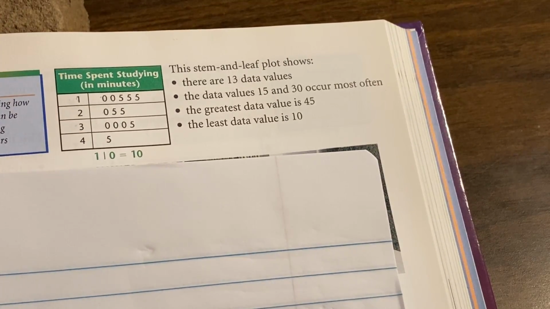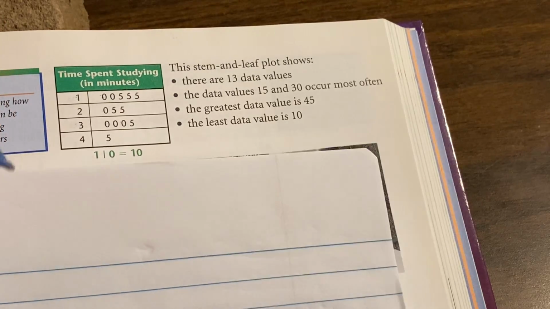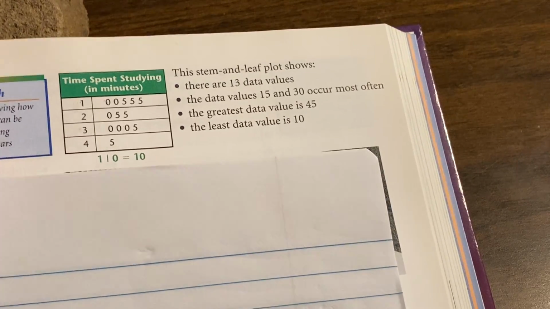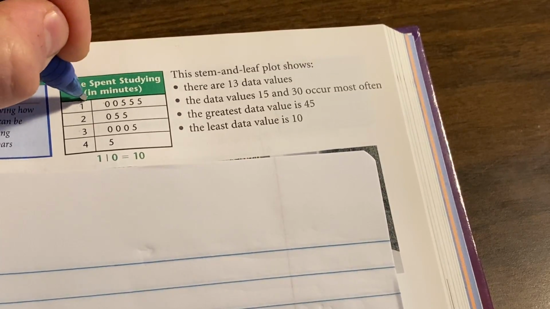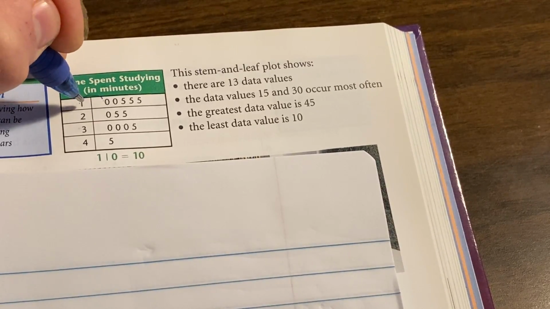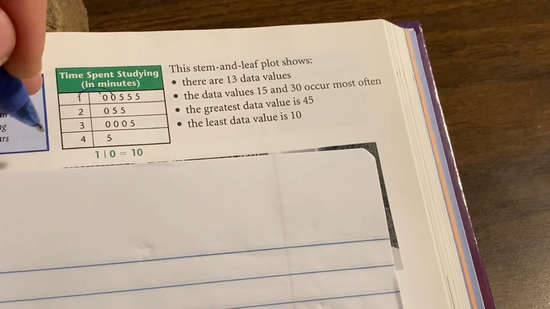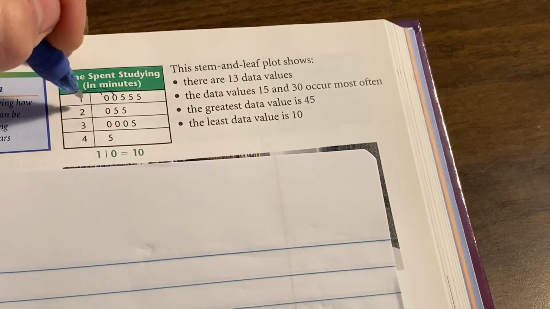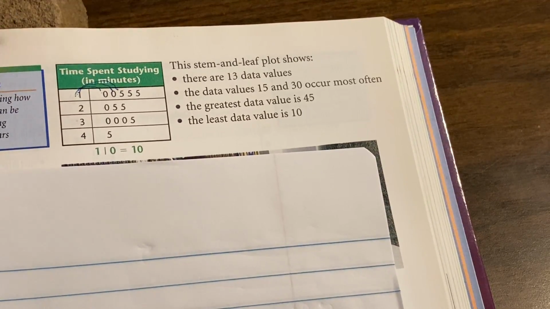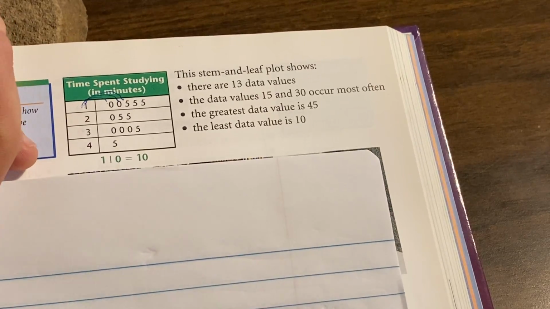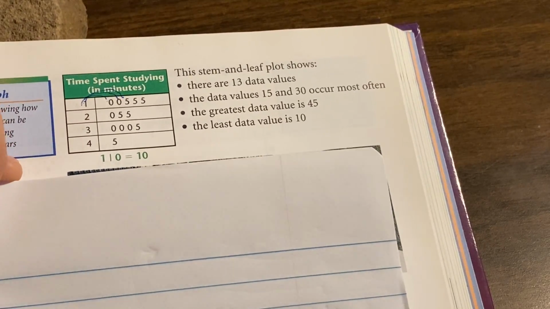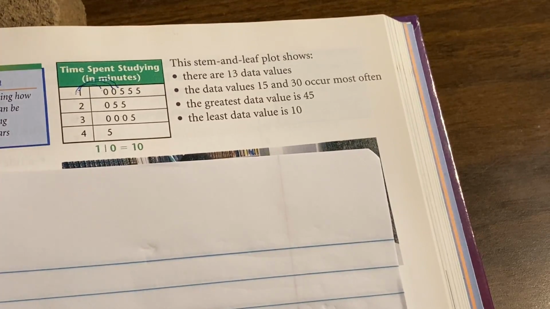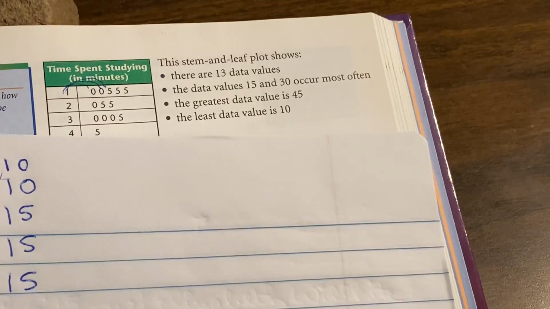And let's draw these out. Time spent studying in minutes. We have one person that studied 10 minutes, 1 and 0 is 10. We have another person that studied 10 minutes. We had a 1 and a 5, that was a 15. Another 1 and a 5 for 15. And another 1 and a 5 for 15.